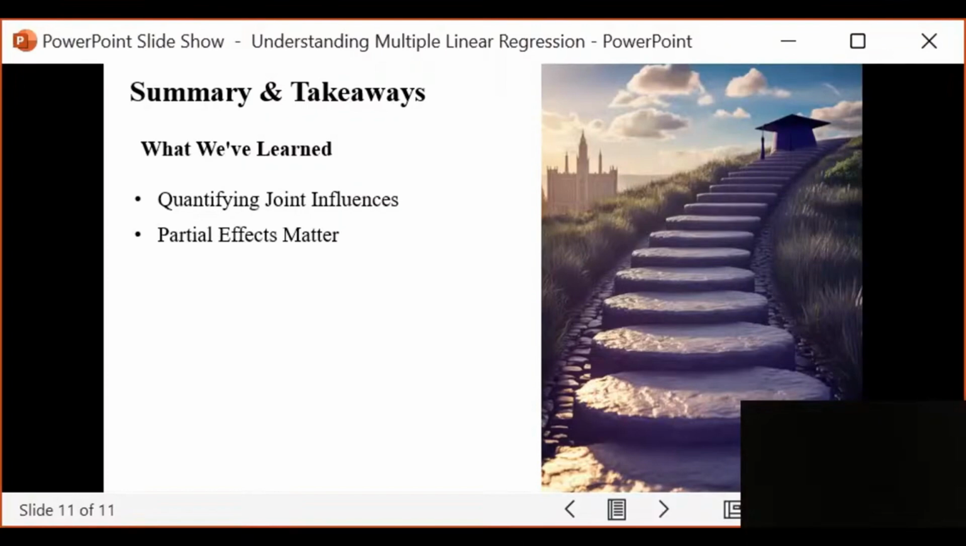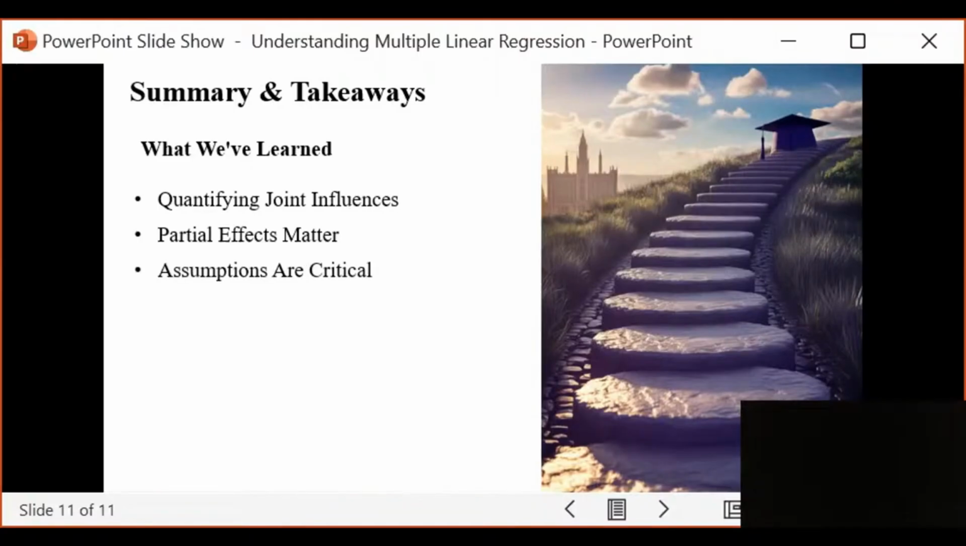Second, partial effects matter. Each coefficient tells us the unique contribution of a variable while controlling for others. This is what sets multiple regression apart. It isolates the specific impact of each predictor. So while we use independent variables collectively in a regression model, the individual effects of each should also be taken into consideration.